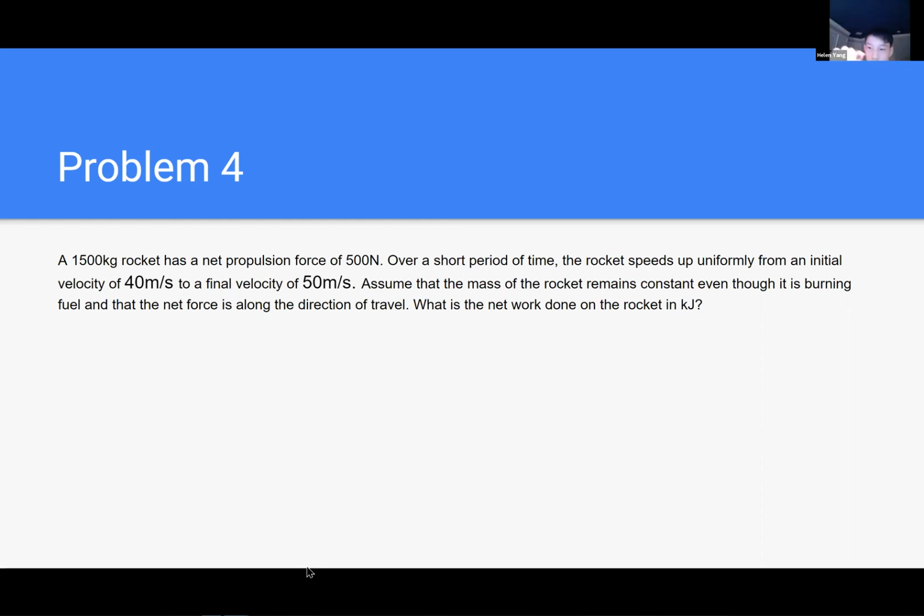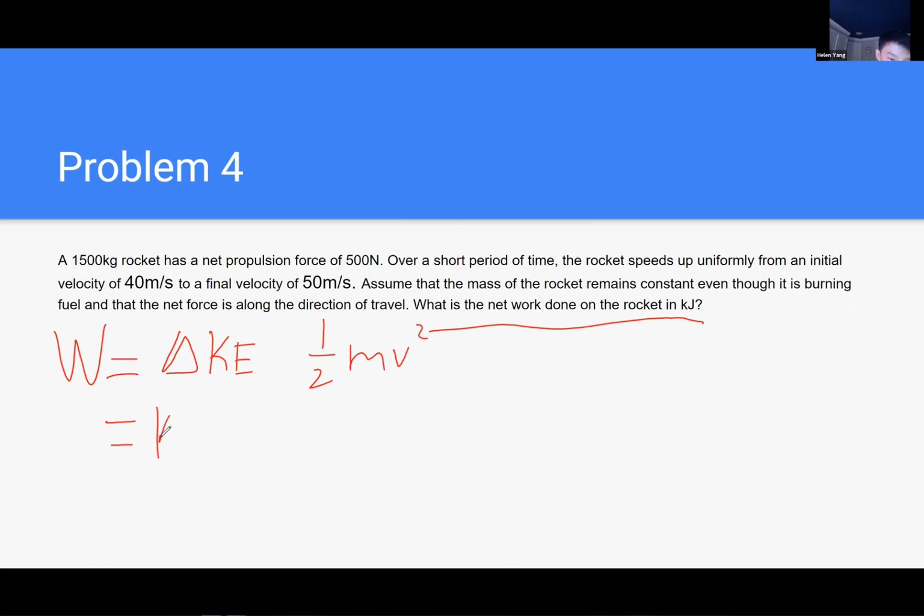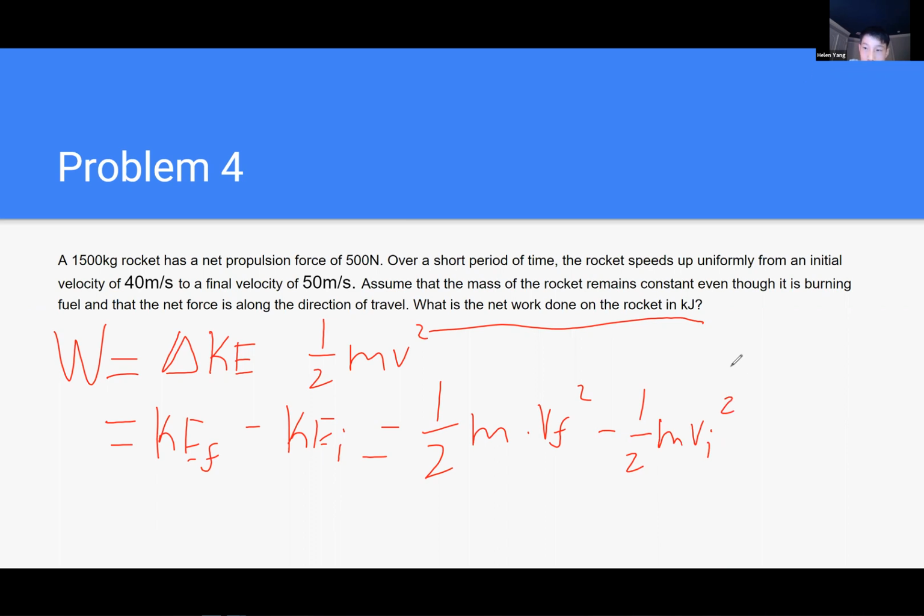Okay, I'll start explaining the question now. So this question goes back to the work energy theorem, which is work is equal to the change in kinetic energy. And it's asked for the total work done. So we know that kinetic energy is 1/2 mv squared. So you're trying to find the final kinetic energy minus the initial kinetic energy. So you would write 1/2 times m times v final squared minus 1/2 times m times v initial squared.